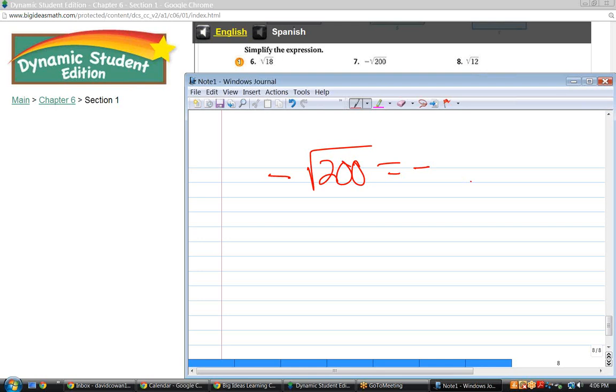You don't even have to prime it all the way down. Sometimes that's a lot of unnecessary work. Just figure out two factors. What's one of them? 10. Okay. 10 times 20. That doesn't help us much because neither one of these is a perfect square. So figure out two other factors of 200. The trick is to find any perfect square. Any perfect square you can find will work.